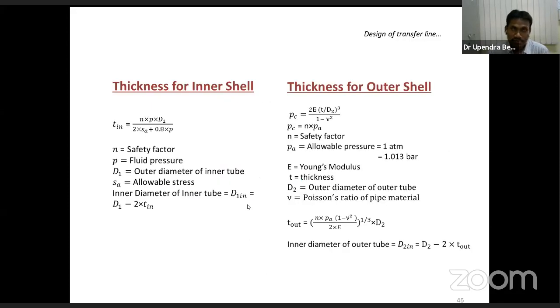and then after fixing the diameter for a particular flow rate, one has to calculate the thickness of the inner shell. That is given by the equation: An is the factor of safety into internal pressure, because the inner tube, then outer diameter of the inner tube divided by 2 into allowable stress plus 0.8 into internal pressure. And similarly with this, we can find out the thickness of the inner bellow, and the thickness of the outer shell is designed from this again considering the critical or the collapsing pressure, and it is the same as 2E multiplied by d by t to the power q, 1 minus mu square, where mu is the Poisson's ratio.